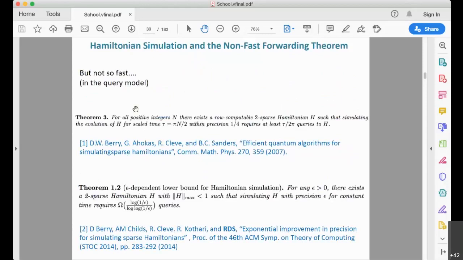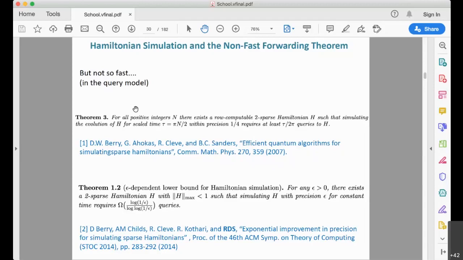All right, I say we're looking for the best possible method, but there are certainly limits on how good the method can be. Elizabeth talked a little bit about this yesterday. There is what we call the no fast forwarding theorem. I think Patrick also mentioned something. The no fast forwarding theorem puts limits on how good your Hamiltonian simulation method can be. There are many versions of this no fast forwarding theorem. A couple of versions are in the so-called query model.